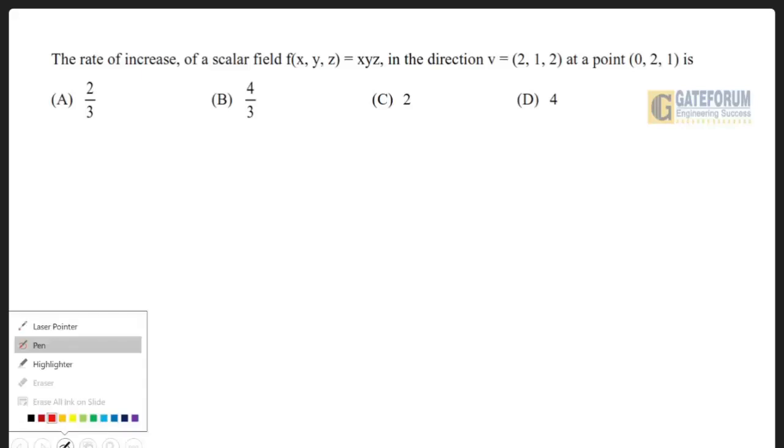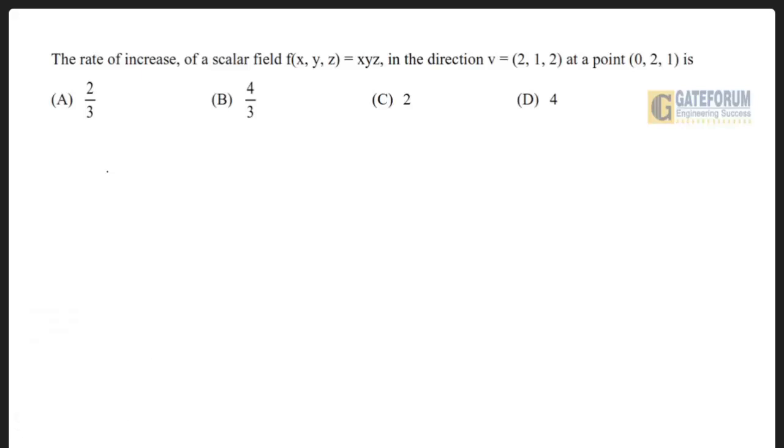The solution is: the rate of increase of a scalar field in the given direction is nothing but the rate of change of f in the given direction. Rate means change. So this is the derivative in the given direction, which is also called the directional derivative. First of all, we have to find del f for the given scalar field. f is a function of 3 variables, so del f is a 3D vector.